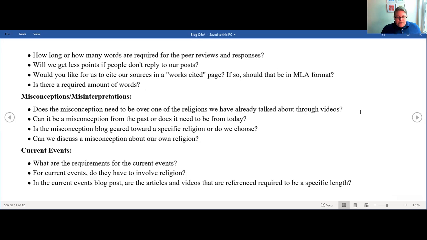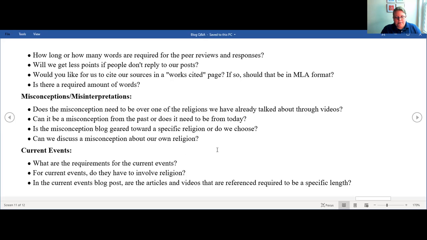Can it be a misconception from the past, or does it need to be from today? So it needs to be something that still persists. If it's a misconception that's popped up in the past and still persists today, then you're welcome to do that. But the whole point of the blog post is that it's something that we still see in the 21st century.